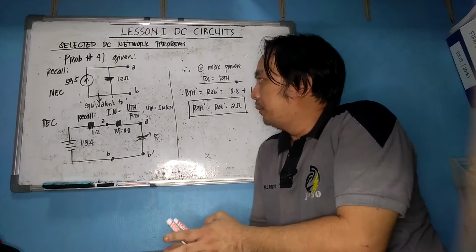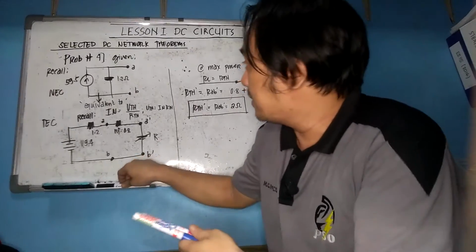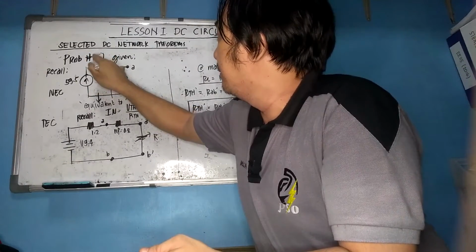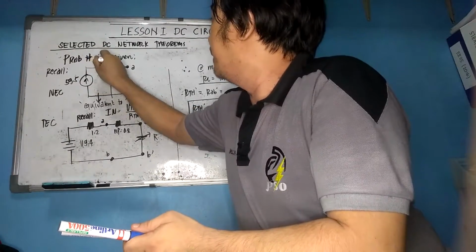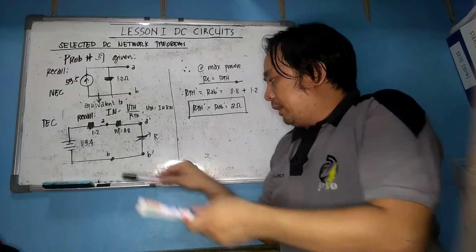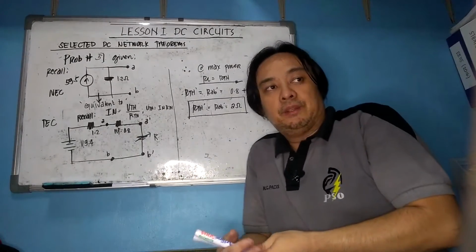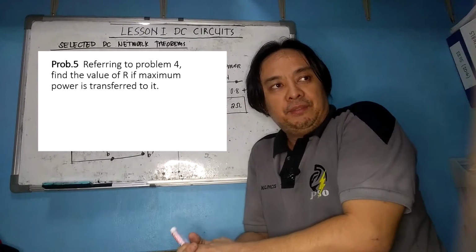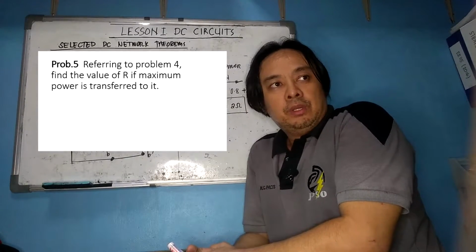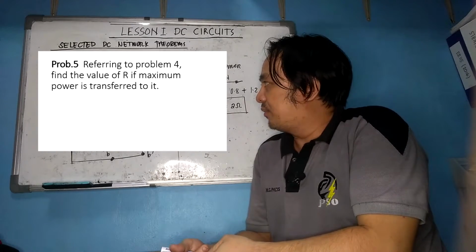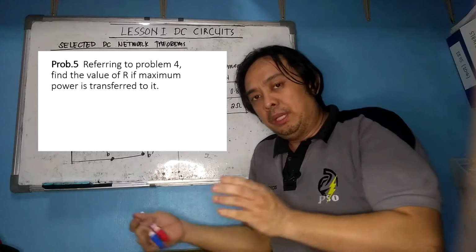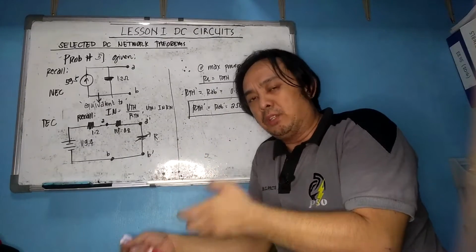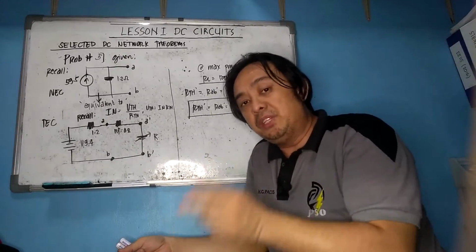Hi, now we will discuss our last problem here, which is problem number 5. So let us read the problem first. Referring to the last problem, problem number 4, find the value of R so that maximum power is transferred to it. As we have discussed on maximum power transfer, it's more practical that we first get the Thevenin's equivalent circuit.